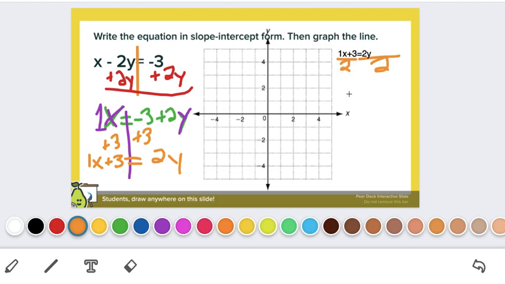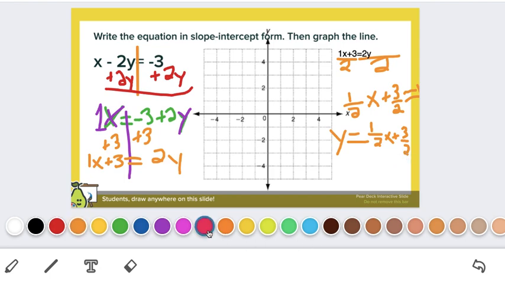So I get 1x divided by 2, which is 1 over 2x. I get 3 divided by 2, which was a mistake. And then 2y divided by 2 is y. But now I have the equation 1/2 x plus 3/2 equal y. So I can rewrite it as y equals 1/2 x plus 3 over 2.